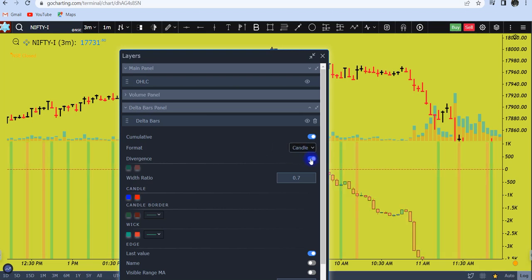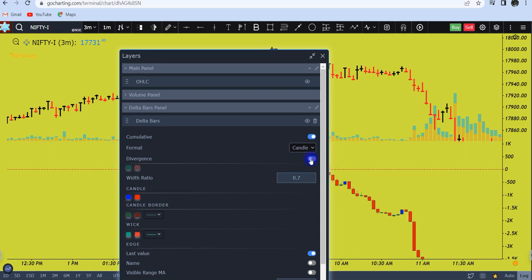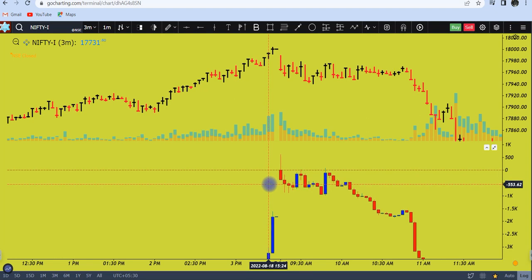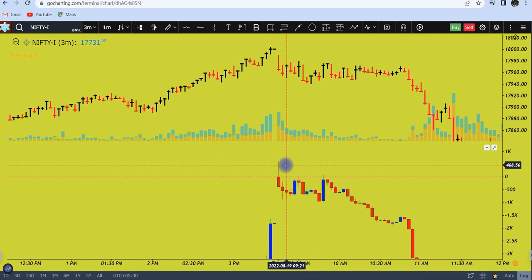You can have the divergence also on, but I do not do that because, again, it's a personal preference, it tends to make you start forming a bias. So for me, I just keep it plain and simple to understand what is actually going on. Now we're going to discuss how you can use this delta and cumulative delta to understand who is more aggressive in any given session.